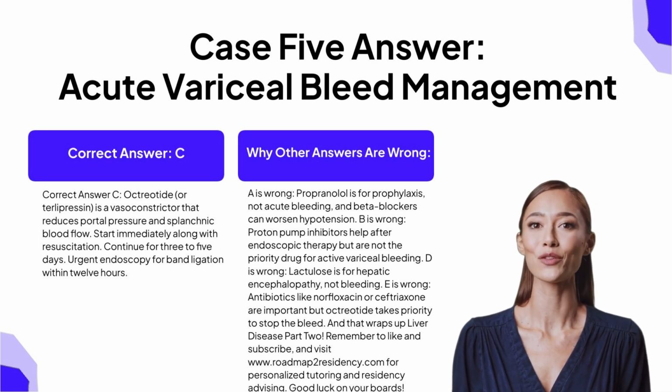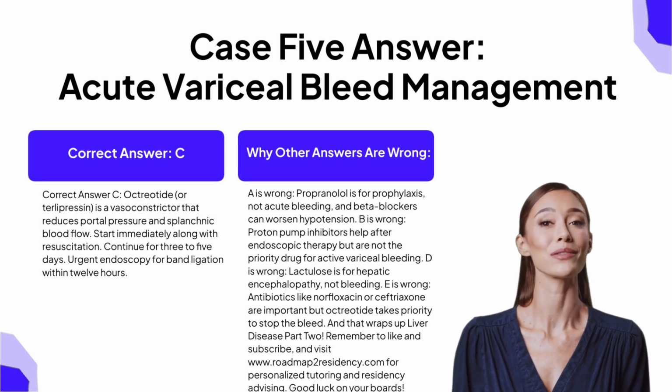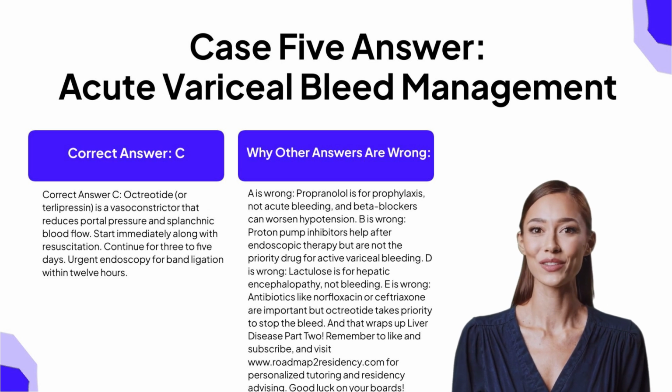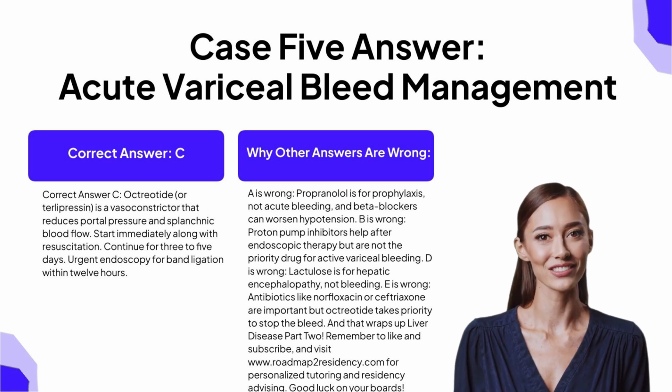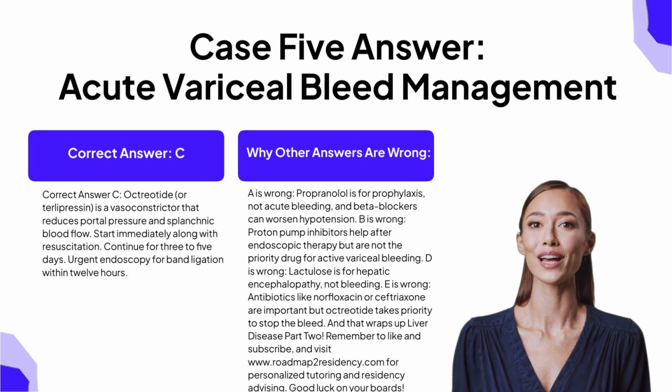In acute variceal bleeding, octreotide or terlipressin is the priority medication. These are splanchnic vasoconstrictors that reduce portal pressure and blood flow to the varices. Start immediately along with resuscitation. Continue for 3 to 5 days. Urgent endoscopy for band ligation should happen within 12 hours.